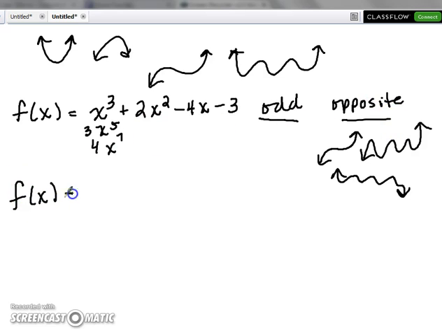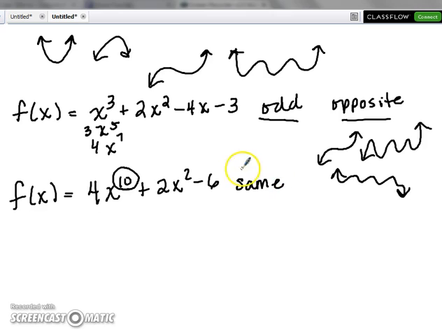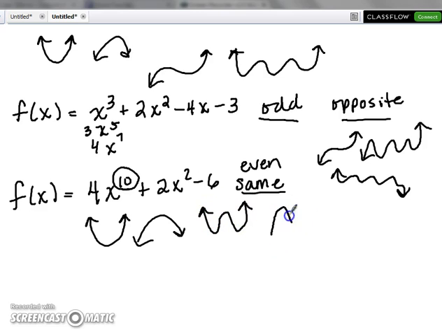Likewise, if it has an even degree, so if it was 4x to the 10th plus 2x squared minus 6, and I'm making that up again, if the highest power of x is an even number, then it's going to have the same ending behavior. So it's either going to look like this, where they both end going up, or they both end going down, or again, we could have multiple turns. It doesn't matter as long as they both end the same. So if they both end going up or both end going down, then it must be an even powered function and therefore have same ending behavior.